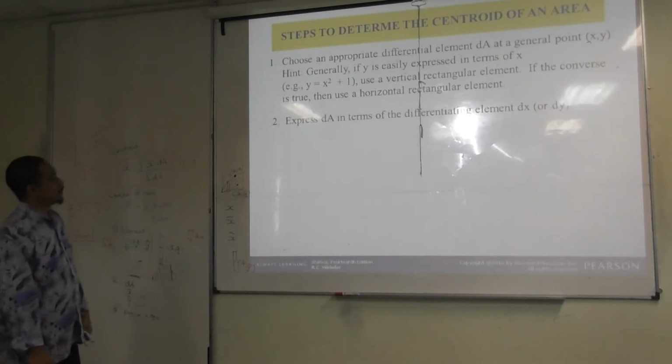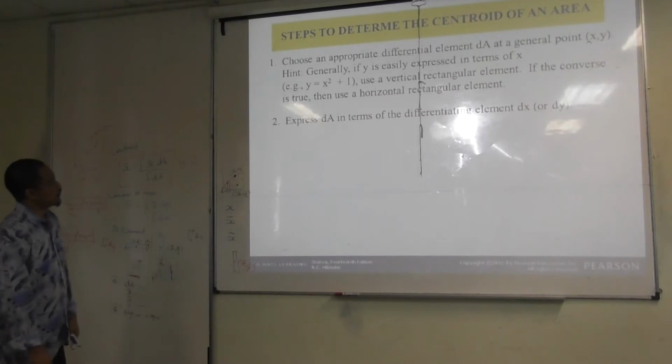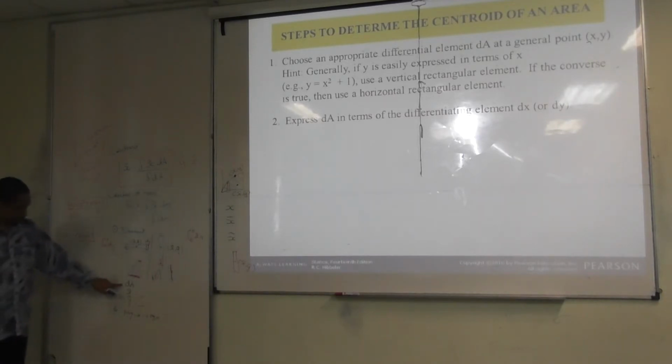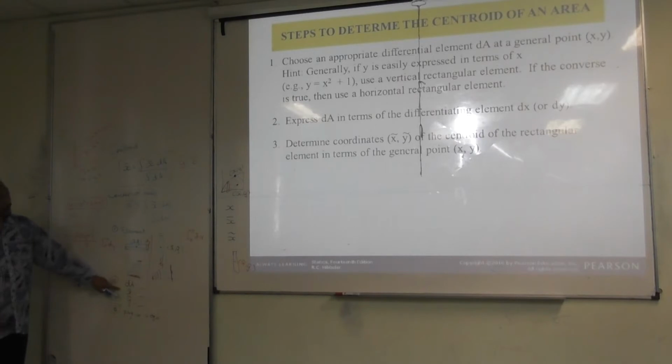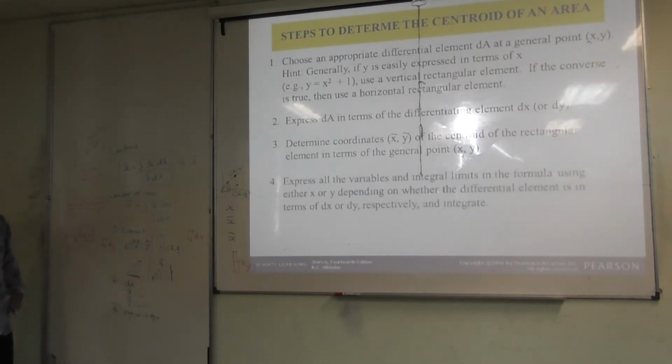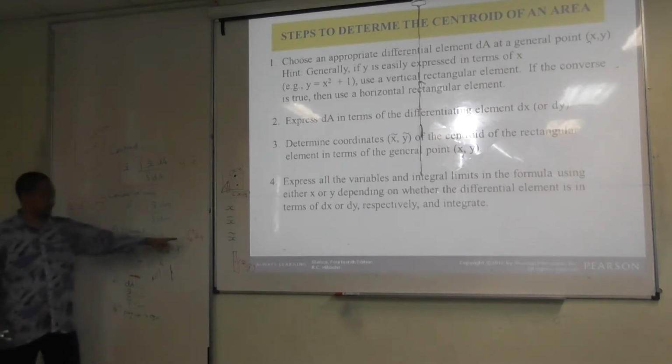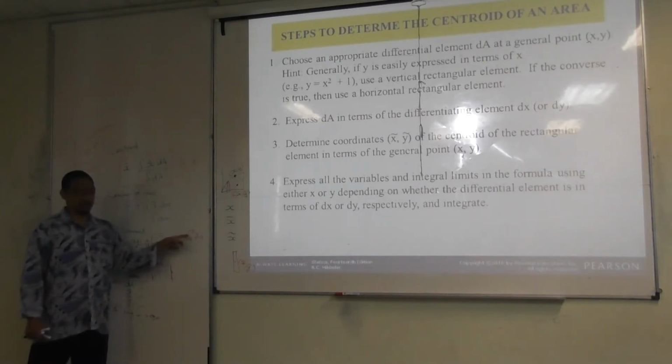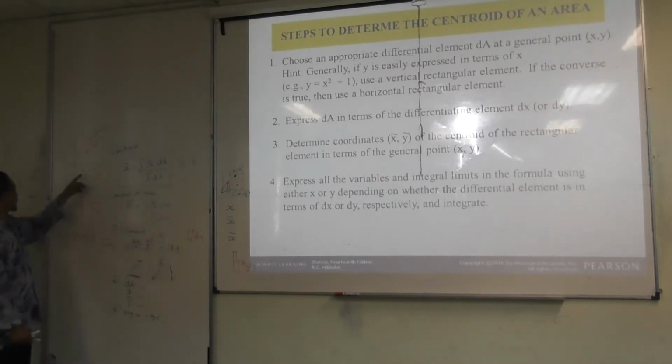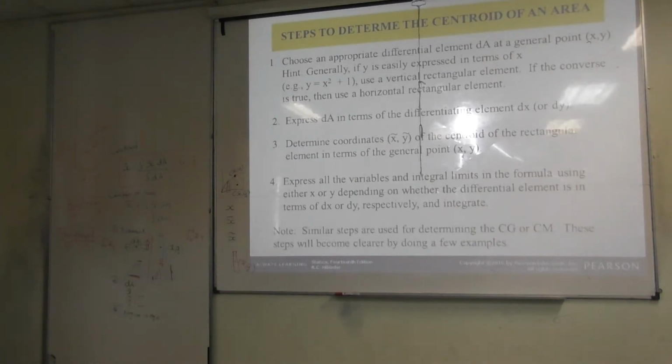Number two, express dA in terms of, yes, okay, so this is the second step, and then third step, I'm combining this. You express also the x bar, y bar, and then express all variables. So make sure also if you have to integrate with respect to x, everything inside should be in x already. Meaning if you have y something, you have to replace it with whatever equivalent that you have in your question. Similarly, right? Before you integrate. Alright.